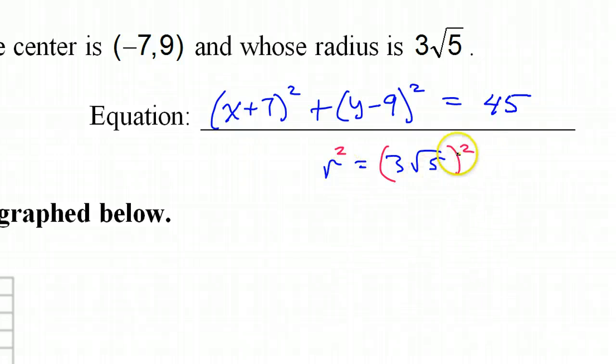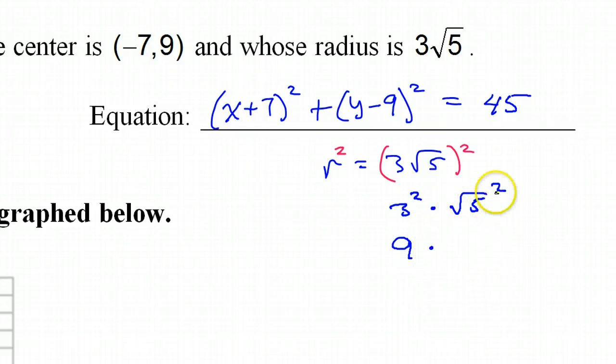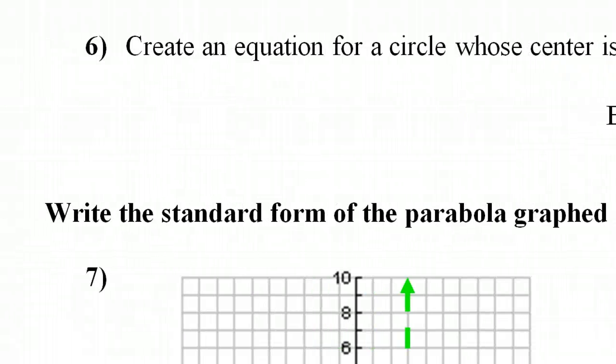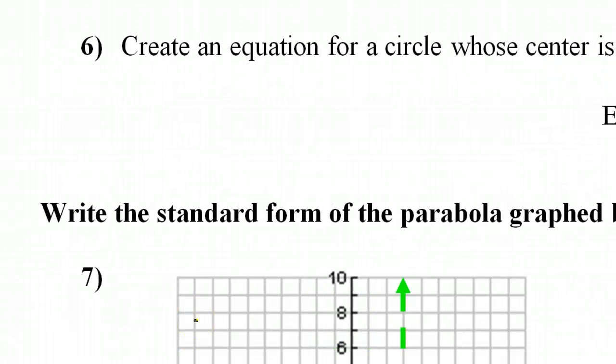Okay, if anybody's wondering how I did that in my head, all I did was I did 3 squared and then radical 5 squared. 3 squared is 9. When you square a radical, the radical goes away. So it's just 9 times 5, and that's how I knew it was 45. Okay, anyway, that was number 6.